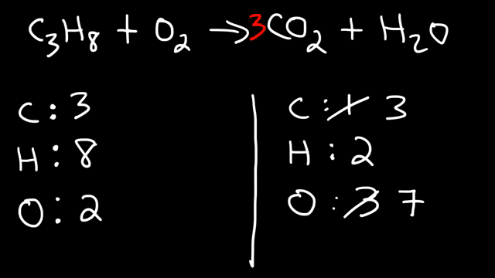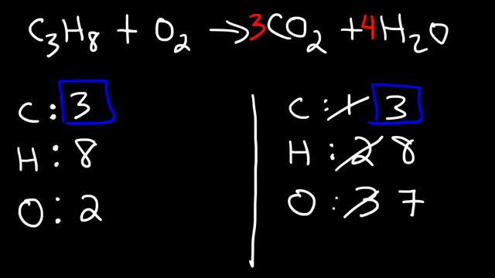Now, what about the hydrogen atoms? So we have 8 on the left side, 2 on the right side. 8 divided by 2 is 4. So this tells us that we need to put a 4 in front of H2O. 4 times 2 is 8. So now the number of hydrogen atoms on both sides of the equation are now the same. So the carbon atoms are equal and the hydrogen atoms are now equal.